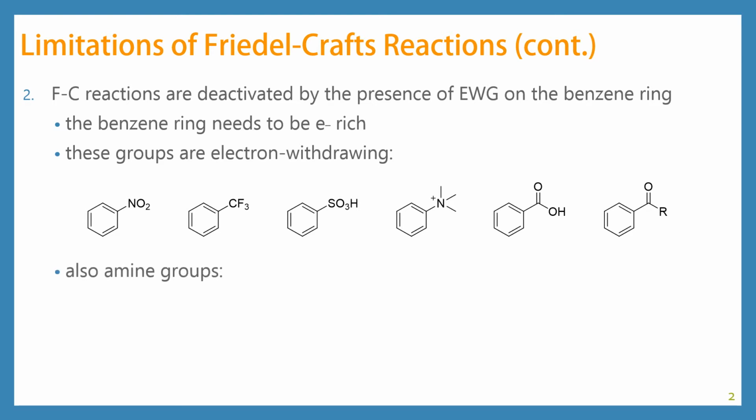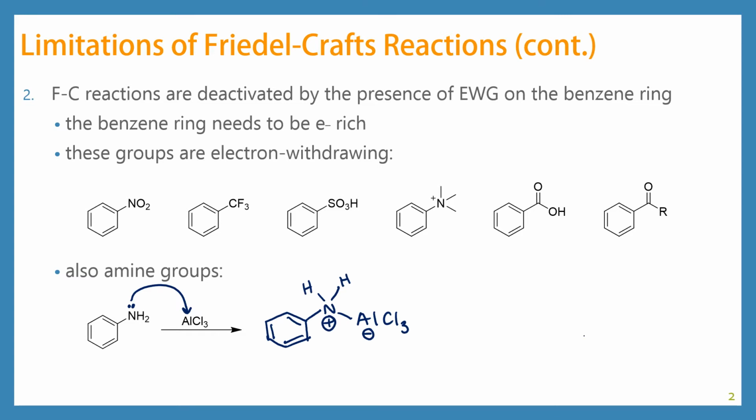Also, amine groups are deactivating in a Friedel-Crafts reaction, even though an amine group, not an ammonium, an amine group that still has a lone pair, is an ortho-para director and is typically an activating group for most reactions. But in a Friedel-Crafts reaction, we have the added complication that the amine group is going to associate with the aluminum chloride, forming a complex ion with a positive charge on the nitrogen. This is going to make this a deactivating group.